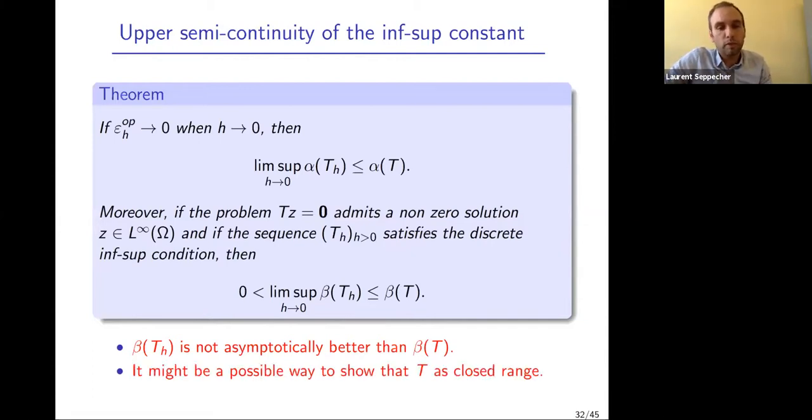And you can use it to show that T has closed range, actually. If you show that this is bounded from below, then beta of T is also bounded from below, and so you show that an operator is closed range. So it's quite an interesting result.